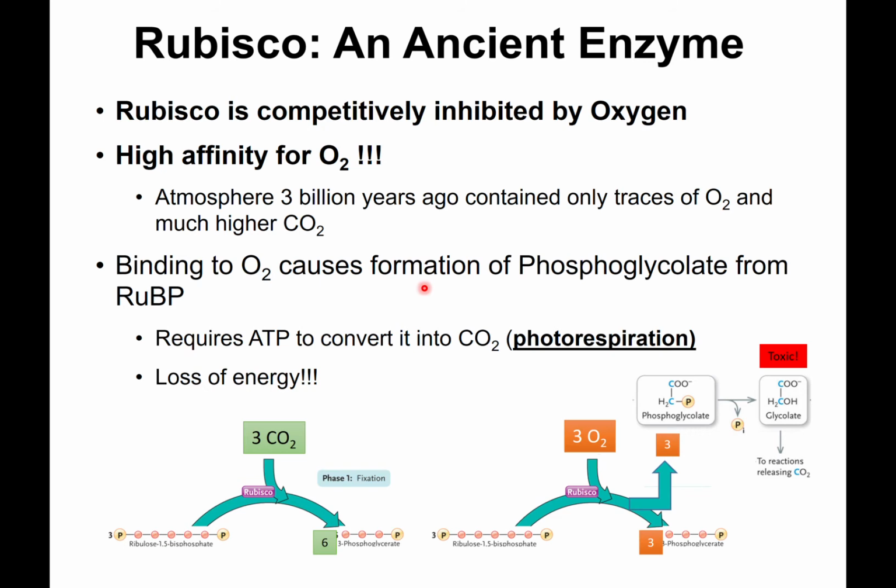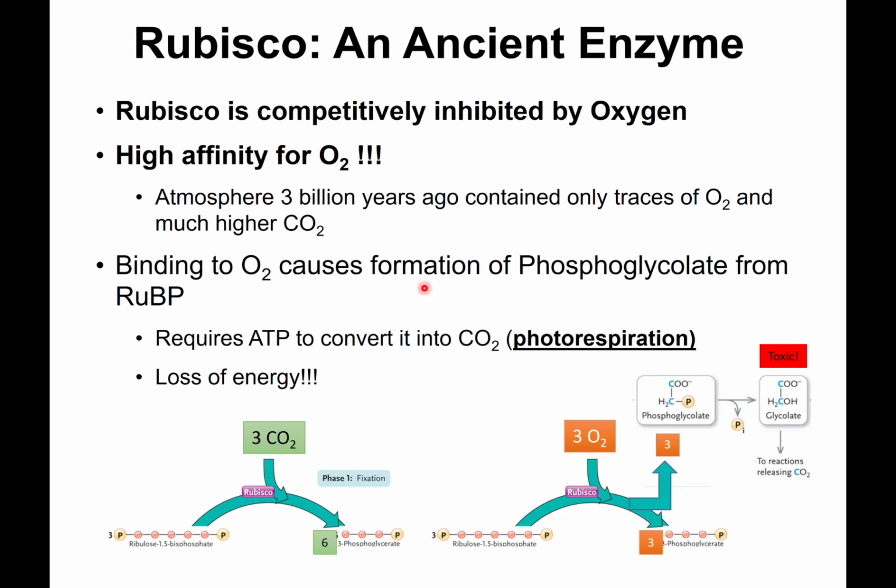What is the problem with that? Rubisco has not evolved in the meantime. And even without knowing, it actually had high affinity for oxygen. So with time it has not changed, but the increasing presence of oxygen creates a problem because now it has another molecule it can bind to very efficiently.